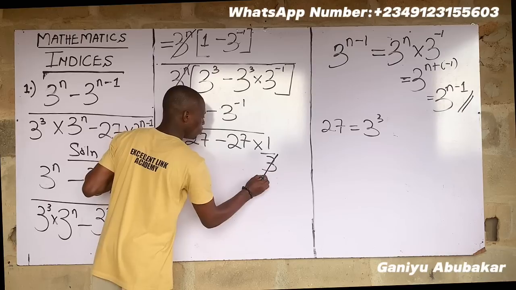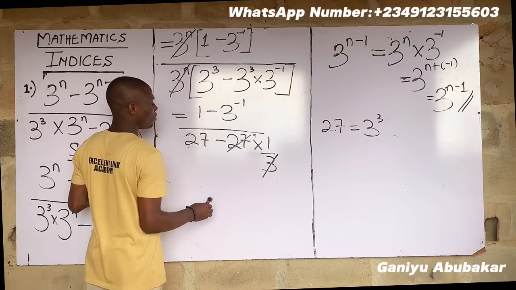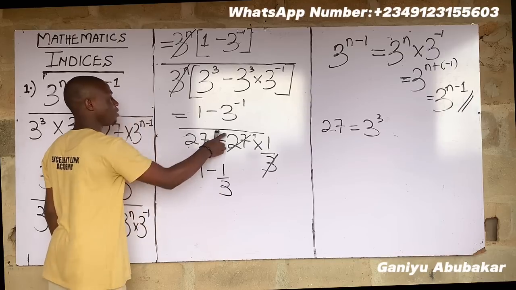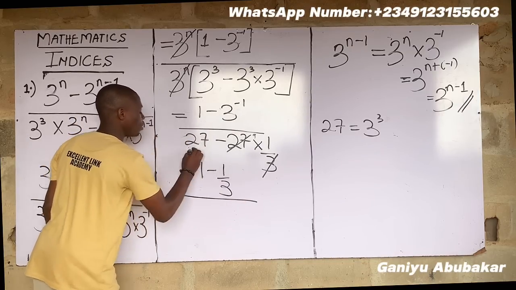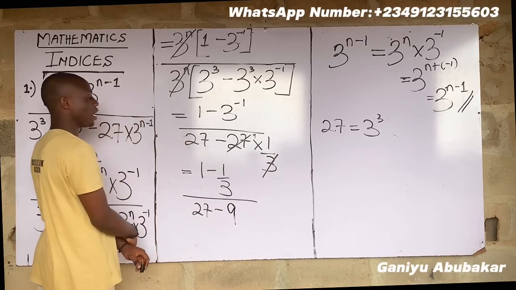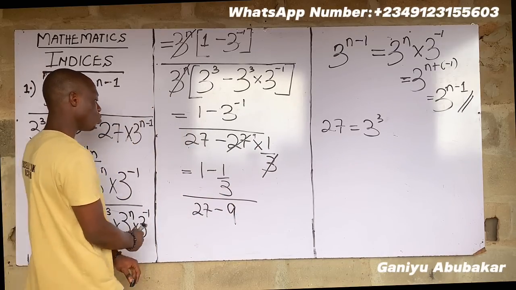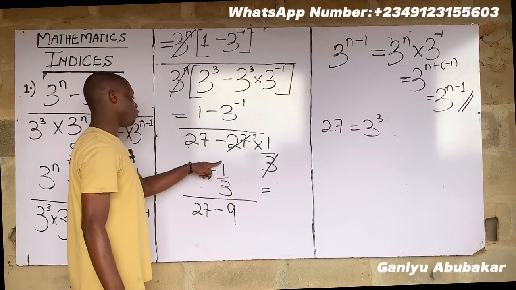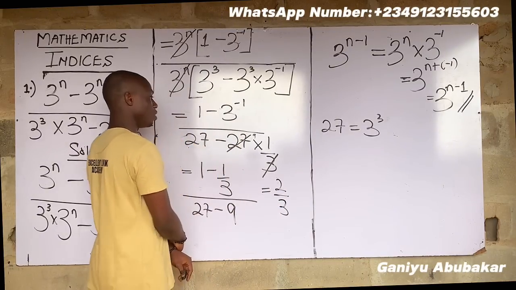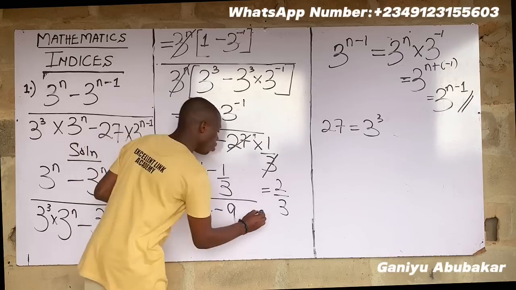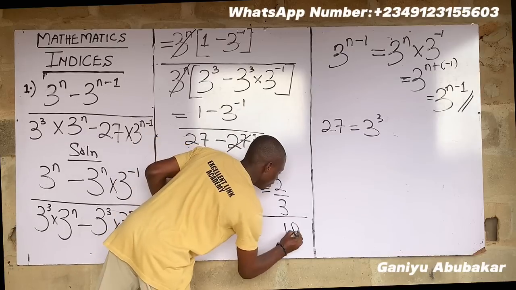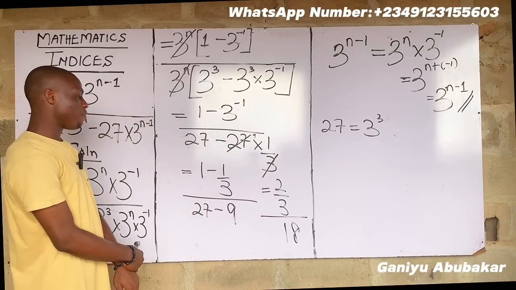Of course, 3 here 1, 3 here is 9, right? So all I have here gives 1 minus 1 over 3, all over 27 minus 9 times 1, which is of course 9. So I'm having 9 left here. The task now is that 1 minus 1 over 3 becomes 2 over 3. So 2 over 3, all over 27 minus 9, which is of course 18. I have 18 here. Now let's simplify this more.